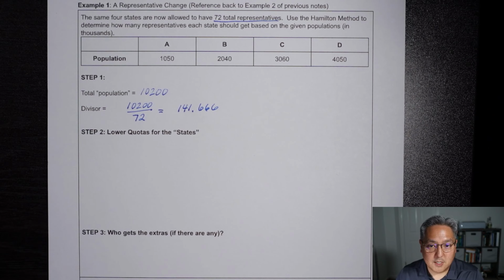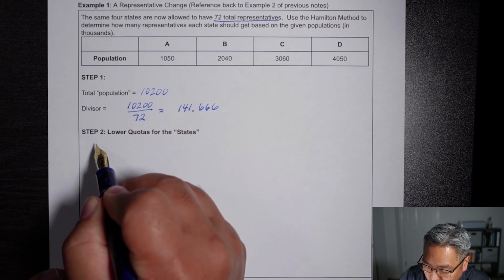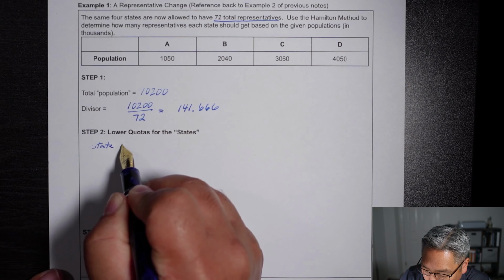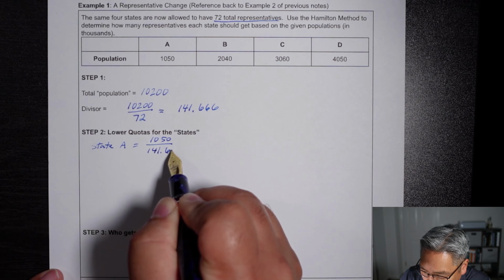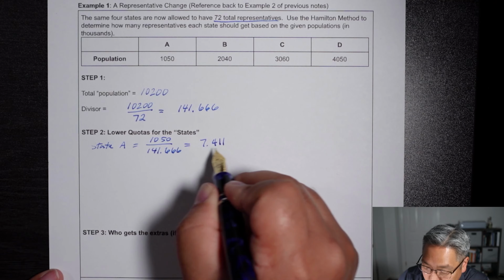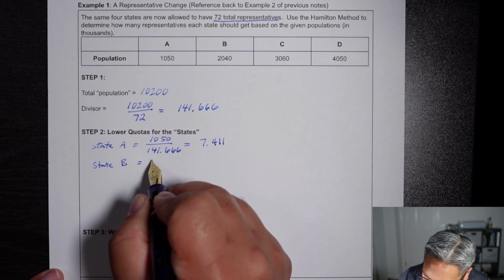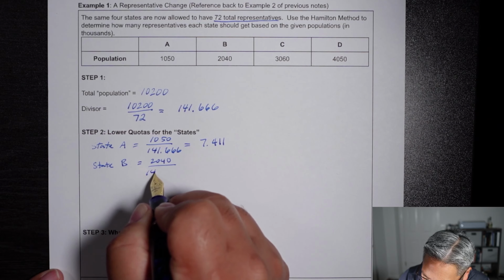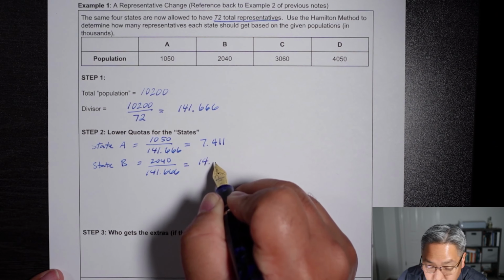First step in the process, find the divisor. Second step, find the quotas. We'll go through those calculations real quick. State A is 1050 divided by 141.666, which gives 7.411. This is our quota. State B, 2040 divided by 141.666, gives a quota of 14.400.